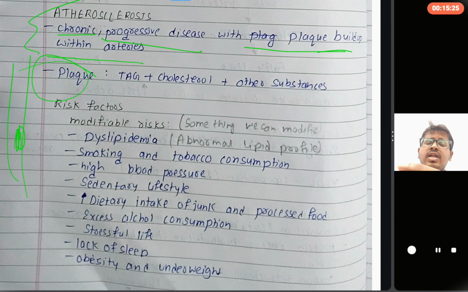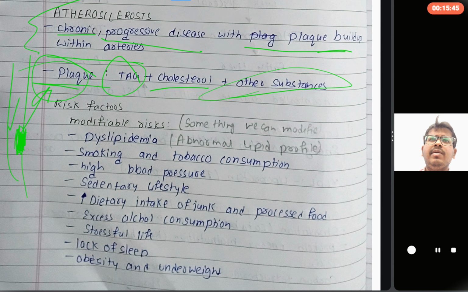What is plaque? Understand that this is a blood vessel and there is accumulation of substance here in the blood vessel, so there will be narrowing of the blood vessel. That is atherosclerosis. This thing is plaque. And what is plaque made of? It is made of triglycerides, cholesterol, and other substances.